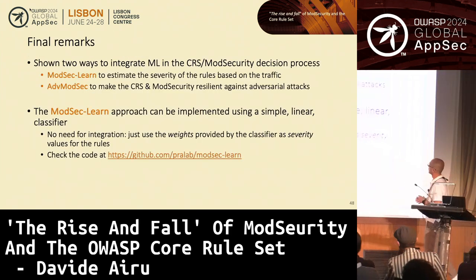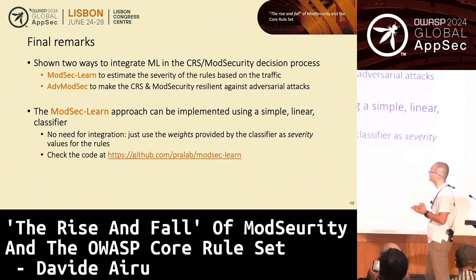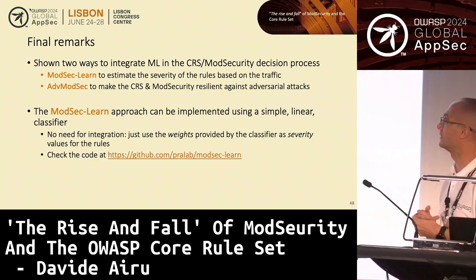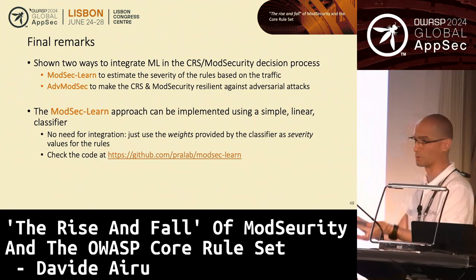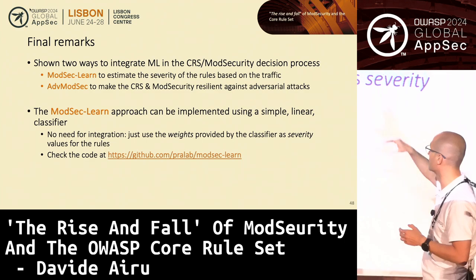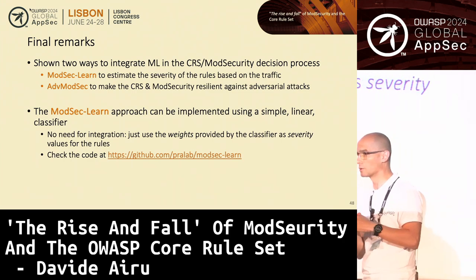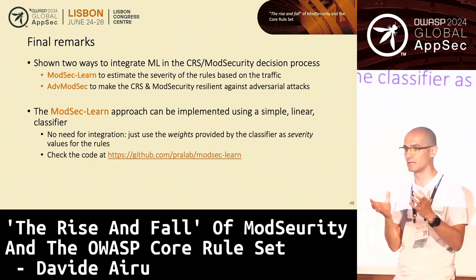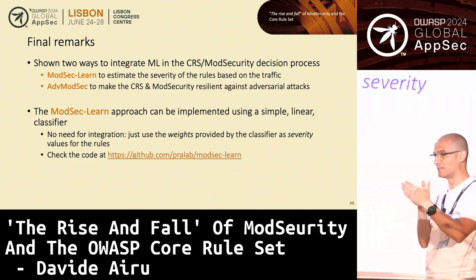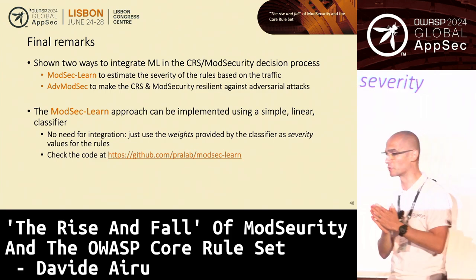Okay, so to conclude, we are showing here two different ways to integrate machine learning in the work that is done via the rule set, ModSecurity, but I would say more in general all the web application firewalls that are implementing a similar mechanism. One part of the work was focused on adjusting the severity of the rules, in order to help find a better trade-off between false positives and detection. The second part is focused on robustness.